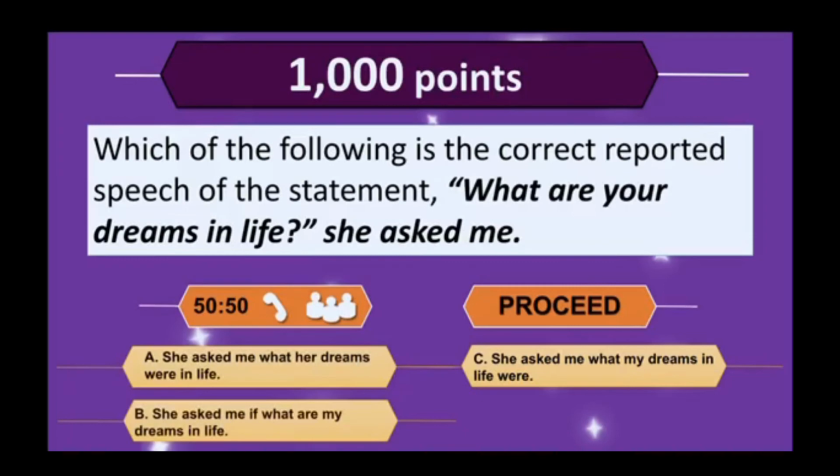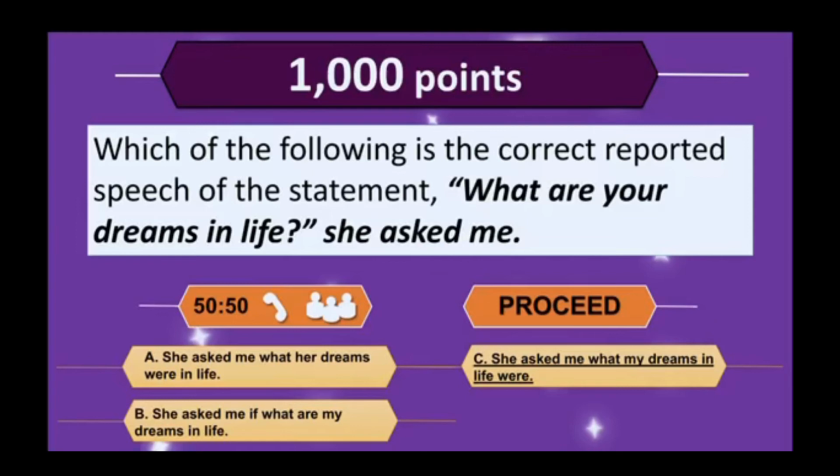For the first question worth 1,000 points, which of the following is the correct reported speech of the statement, "What are your dreams in life?" She asked me. A. She asked me what her dreams were in life. B. She asked me if what are my dreams in life. Or C. She asked me what my dreams in life were. Go! The correct answer is letter C. She asked me what my dreams in life were. Good job! You got it correct!